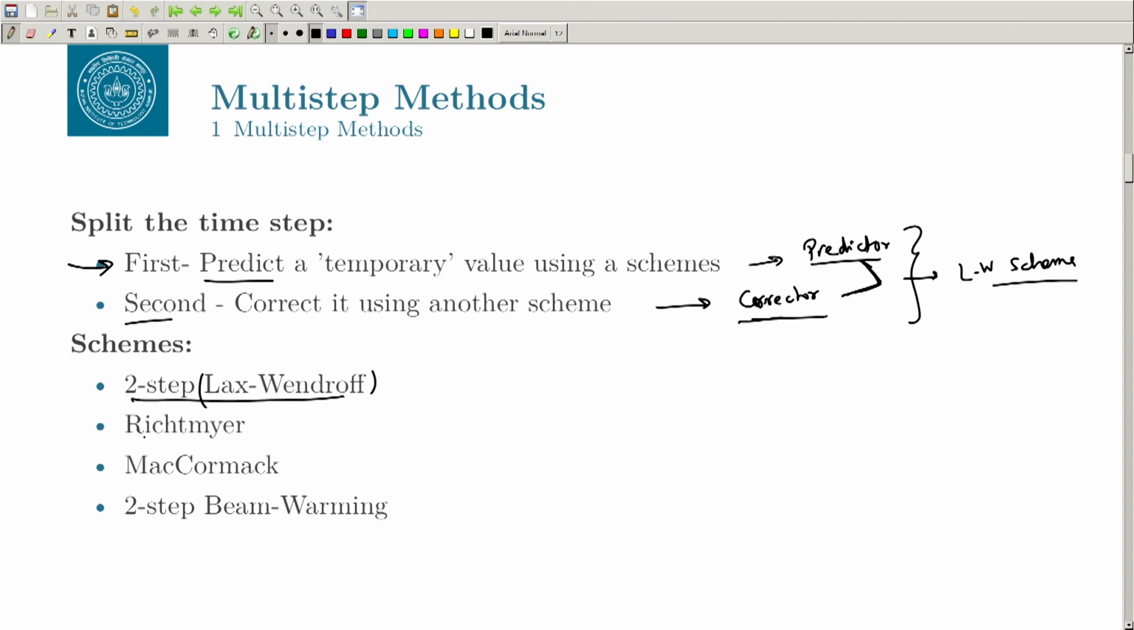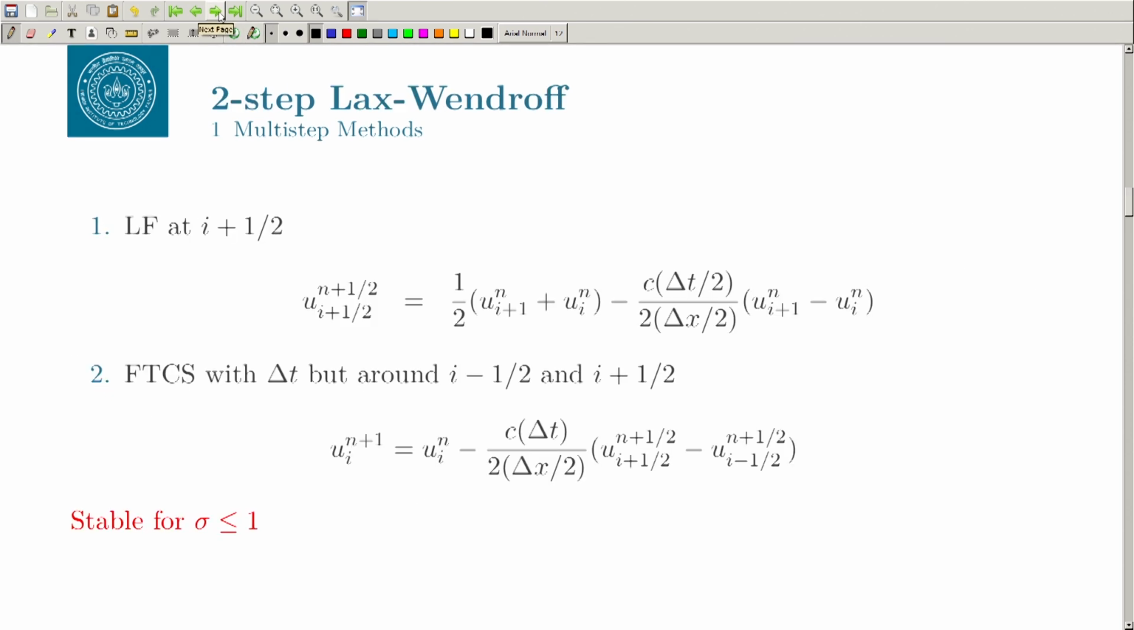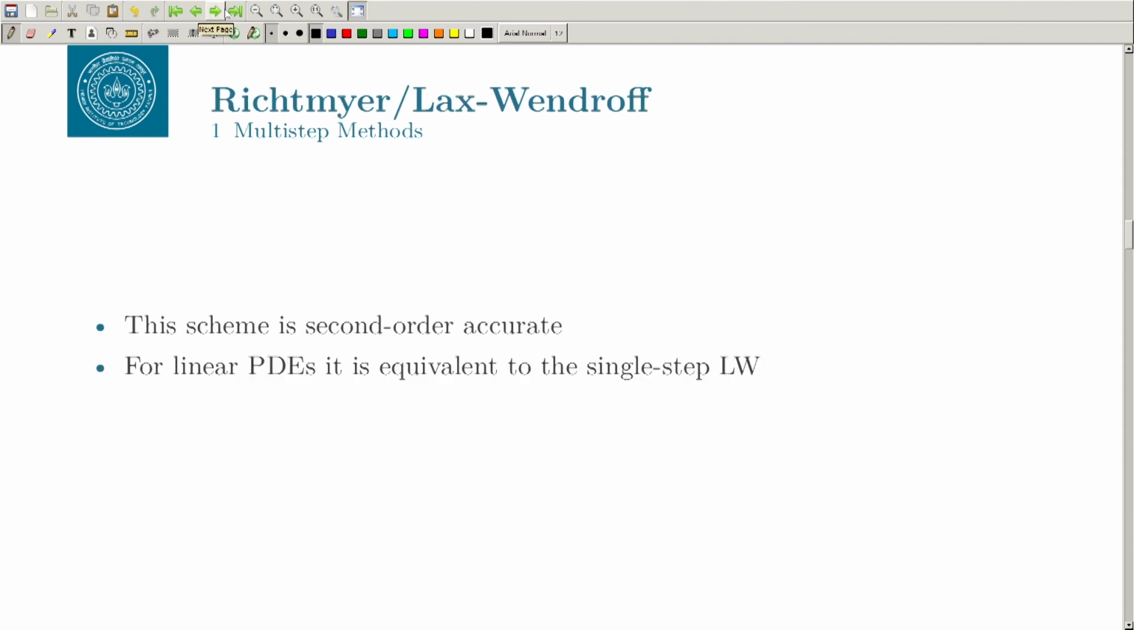Then there will be the Richtmyer scheme. This also leads to Lax-Wendroff with a slight change. The MacCormack scheme, if you combine it, will also lead to Lax-Wendroff, and the final one is 2-step Beam-Warming, which also leads to the Lax-Wendroff scheme. So, I will discuss 3 of these schemes today, and I will leave it to you to go back and read about the rest. They are also very similar to the schemes that we have. So, the first step is the Lax-Wendroff scheme. Let us discuss the Lax-Wendroff scheme.